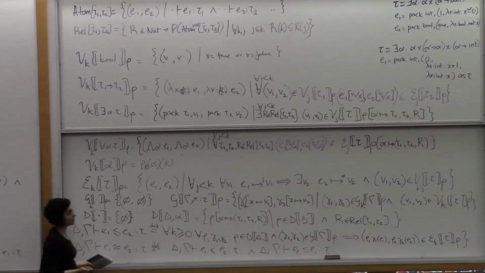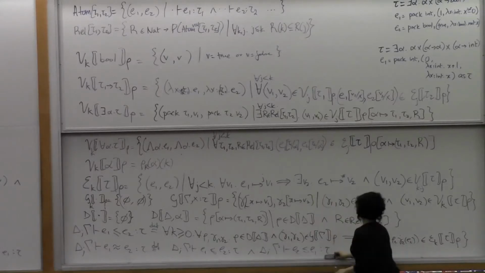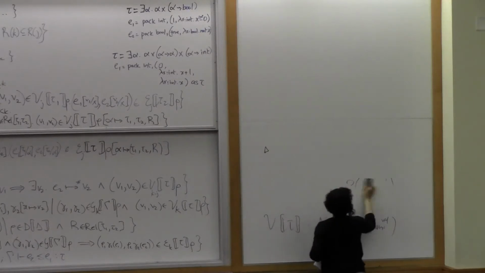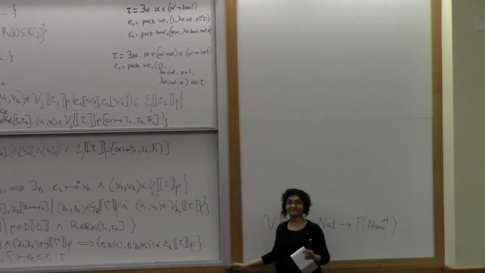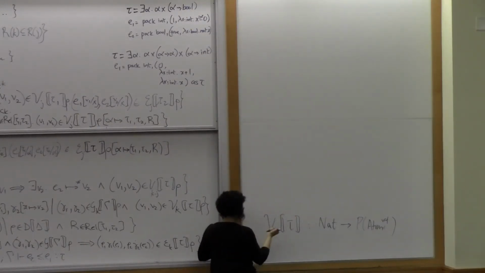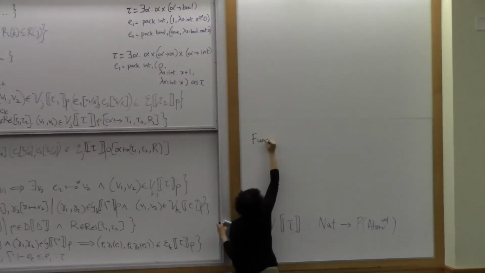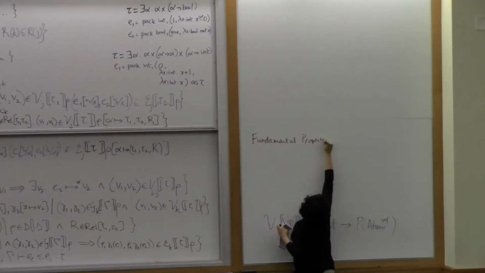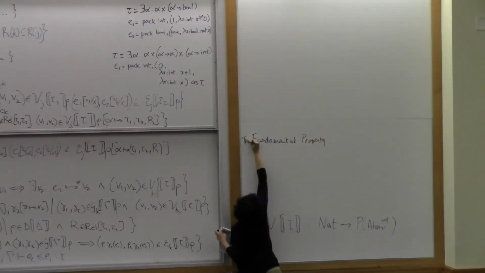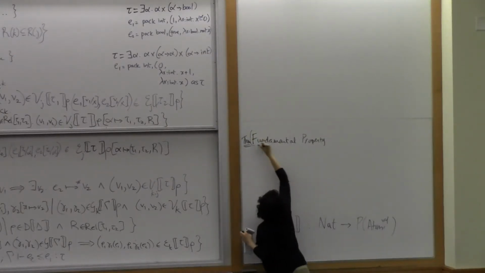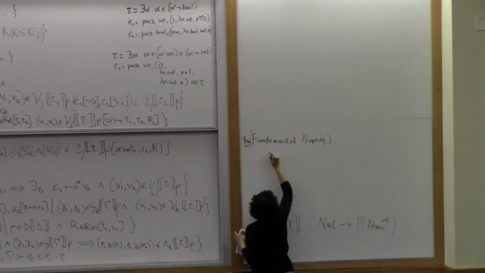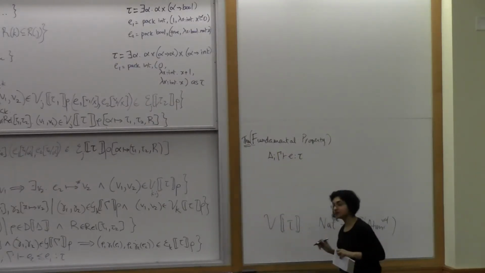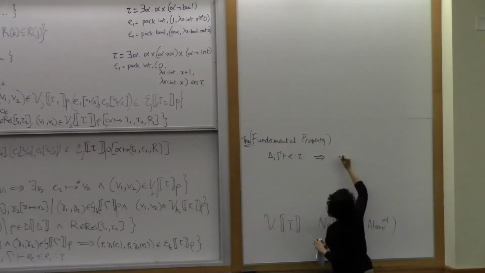And then we prove the fundamental property of the logical relation. What is the fundamental property of this binary logical relation? Theorem: whenever some expression is well typed, it must be related to itself.